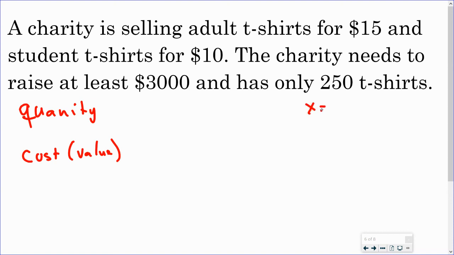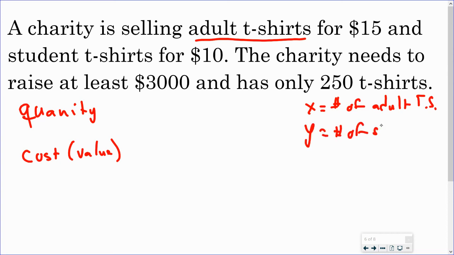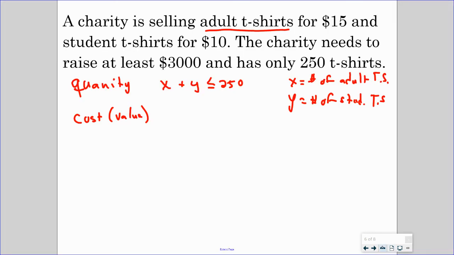Let's decide what's X. I'm going to have X be the number of adult t-shirts. Y is going to be the number of student t-shirts. Okay, quantity. How many t-shirts do they have to sell? They only have 250, but could they sell less than that? They could. Okay, so there's that first equation.